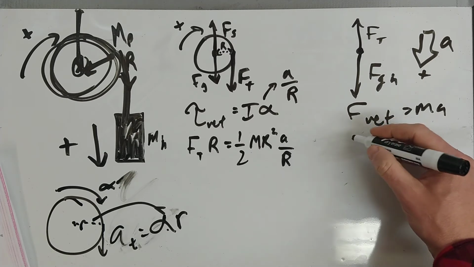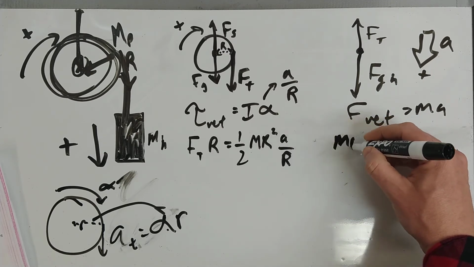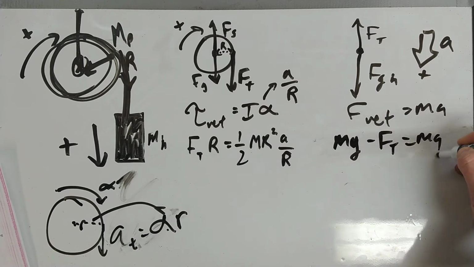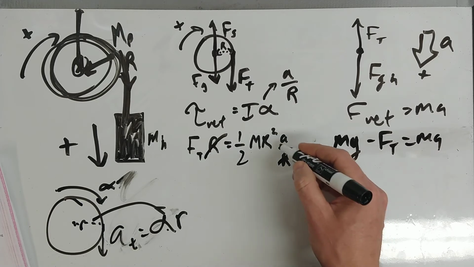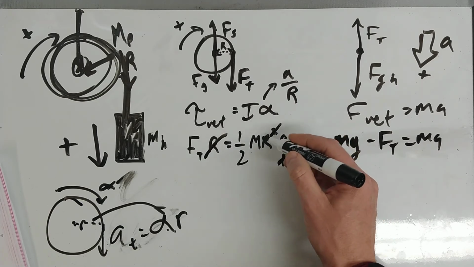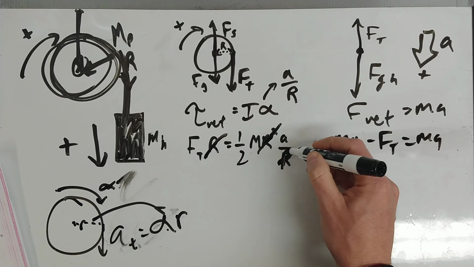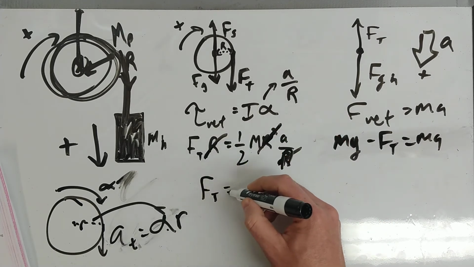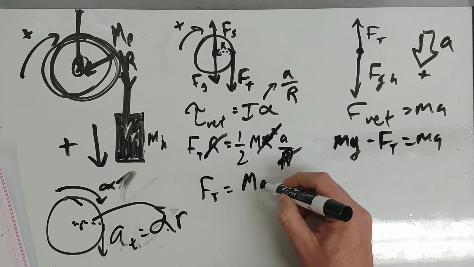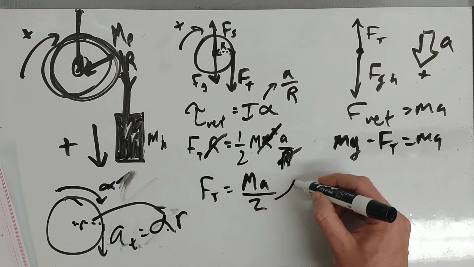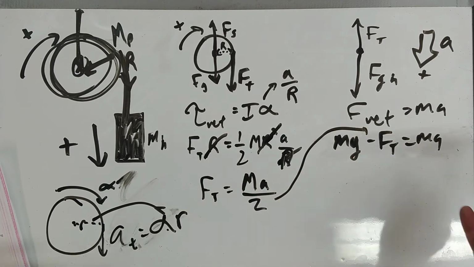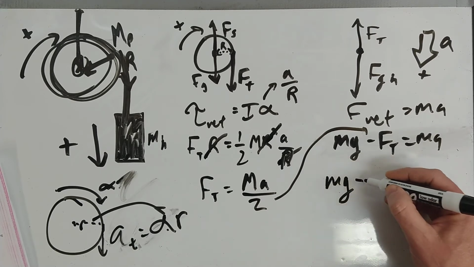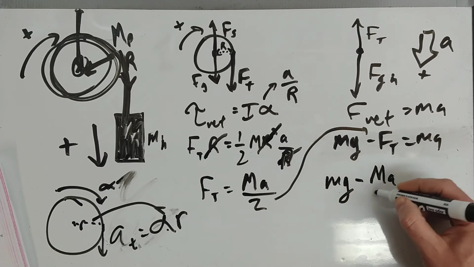All right. So little mg minus FT equals ma. The r's cancel over here, right? This r cancels one of the squareds. This r and this r cancel. So I get FT, we've done this a couple times now, is ma, big Ma over 2. Plug it in for FT over here. So I can use both Newton's second laws. mg minus capital Ma over 2.